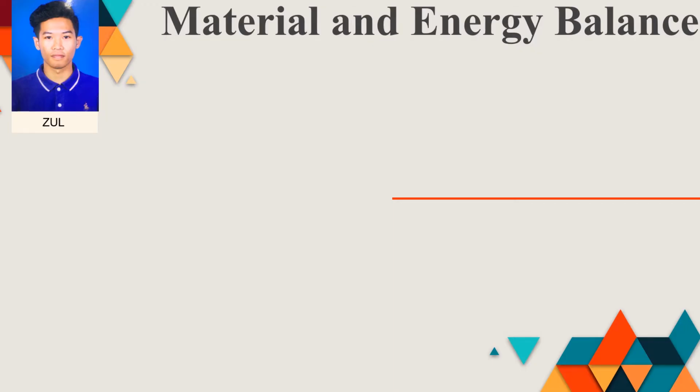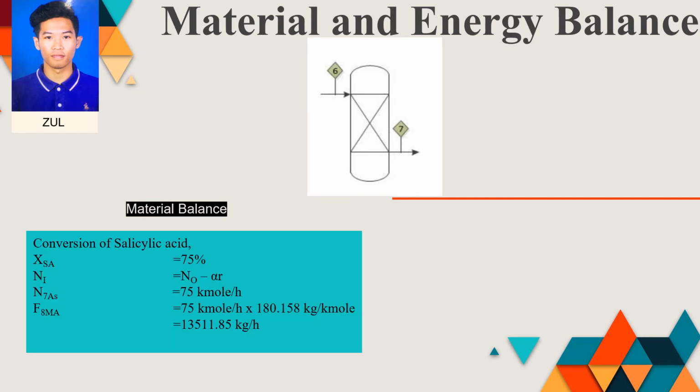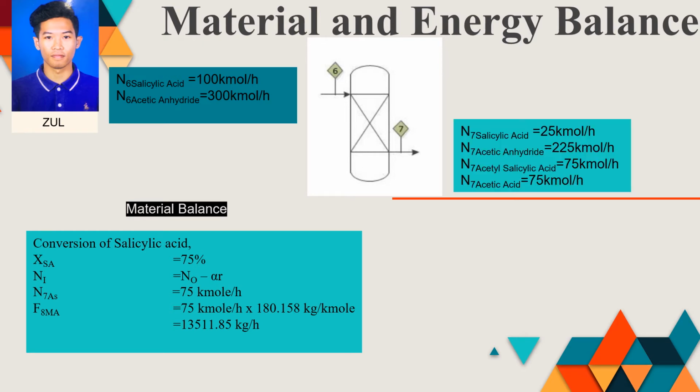Material and energy balance. I chose the PBR reactor as the example for this part. For material balance, with the conversion of salicylic acid at 75%, the reaction will change the initial 100 kmol per hour of salicylic acid to 25 kmol per hour of salicylic acid. The reaction in the reactor will produce two products, which are aspirin and acetic acid. Aspirin is the main product, while acetic acid is the byproduct. Both of them are 75 kmol per hour because the reaction is equimolar.